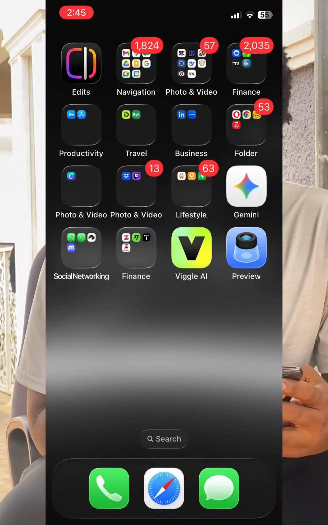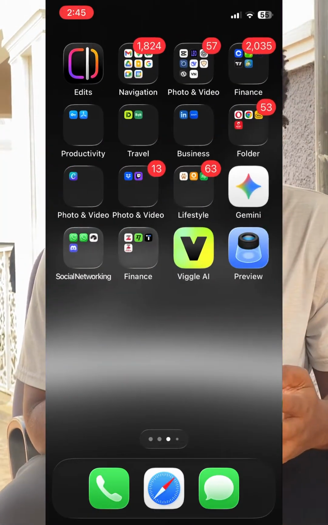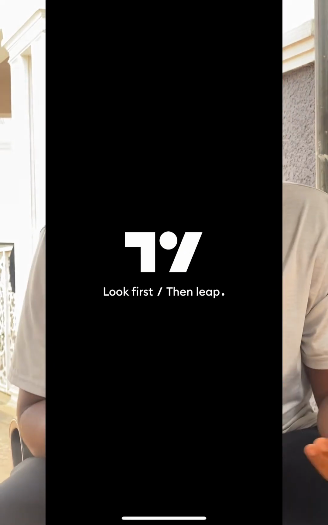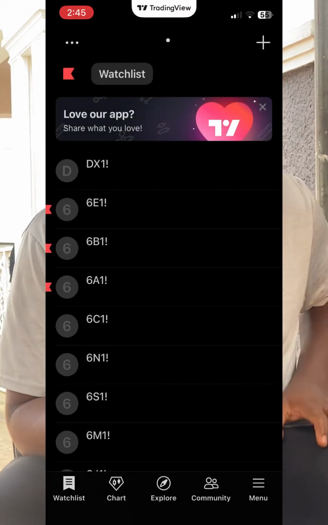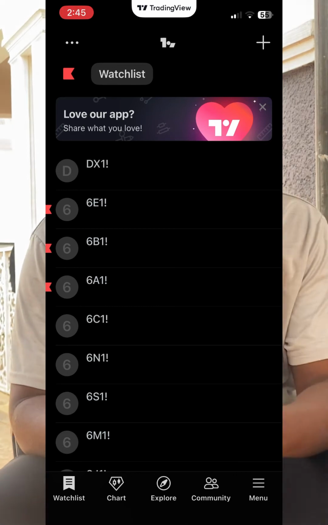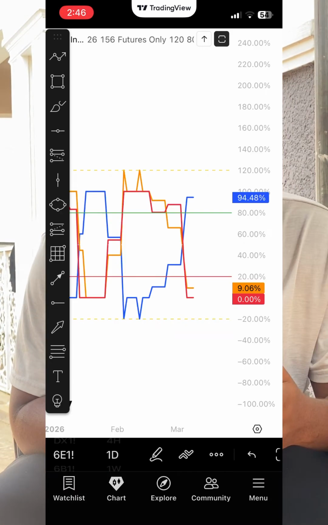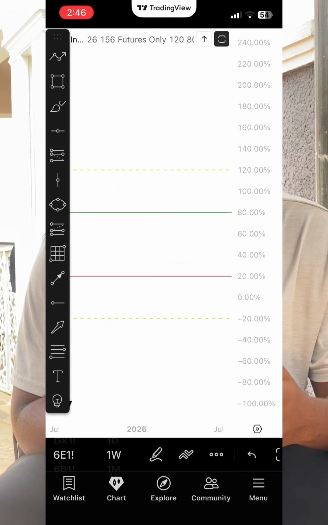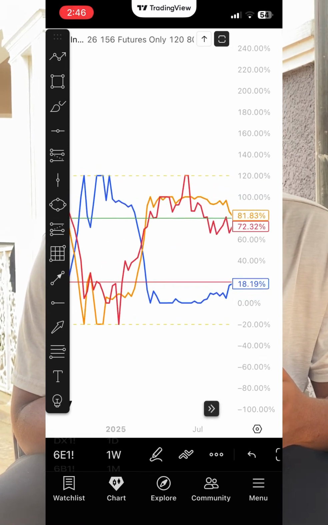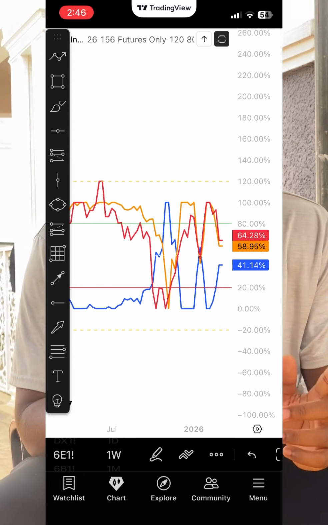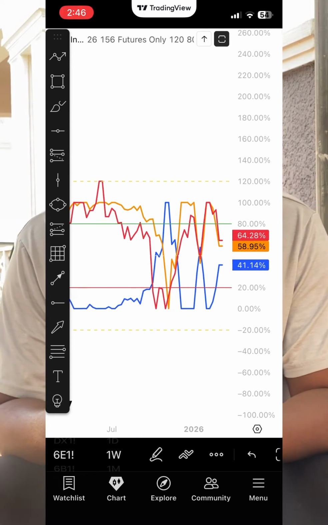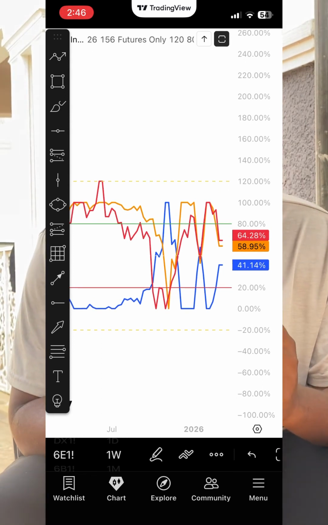All right, so I'll be showing you how I use my COT tool, that is my commitment of traders tool, and how I come up with my analysis. So first of all, you would remember that the COT tool only works on the weekly time frame. First of all, that is the first line of action.